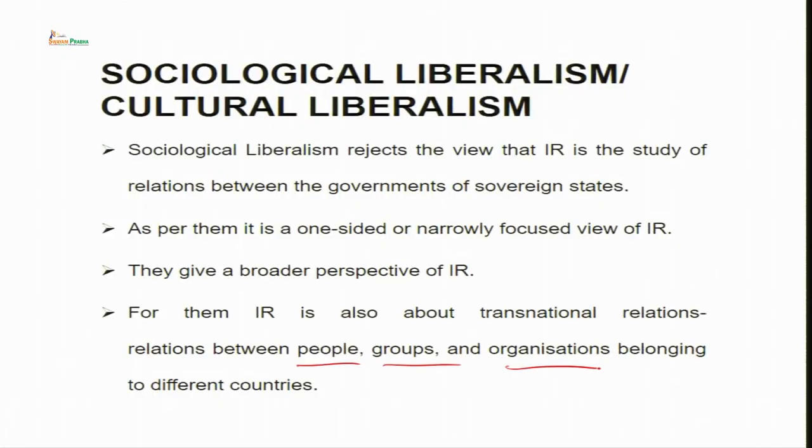Track 1 diplomacy is related to interaction between governments, the government of one country with the government of another country. But track 2 diplomacy emphasizes people to people contact. In that, there can be student to student contact, academician to academician contact, NGO to NGO contact. So, international relations should be viewed more broadly with transnational relations, that is relations between people, groups, organizations belonging to different countries.